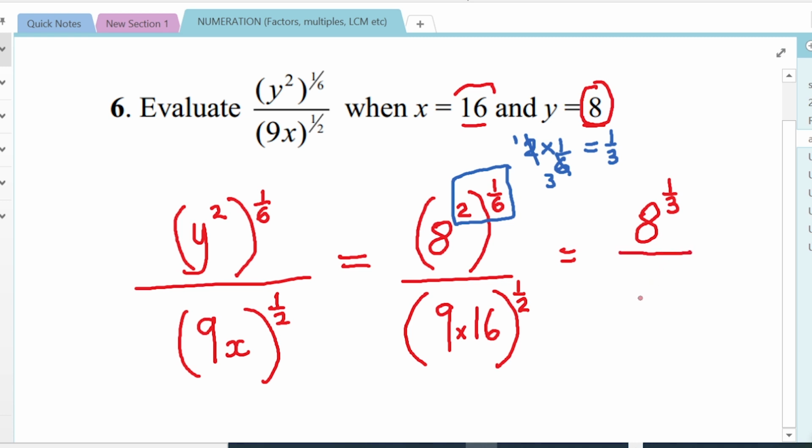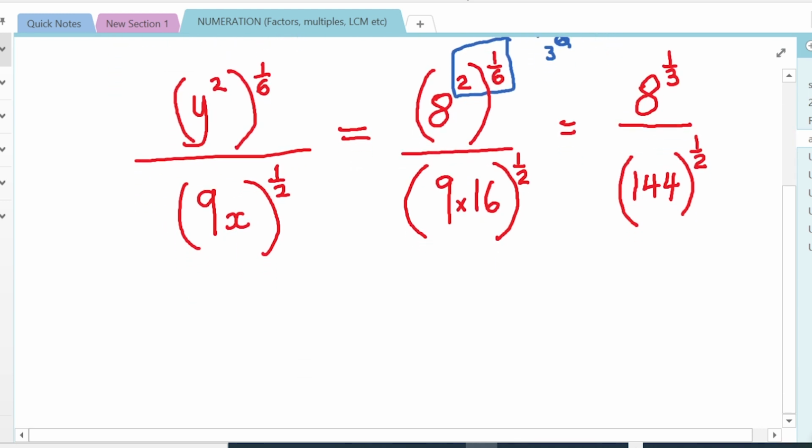Divide that by, of course here we have 9 times 16. Now what is 9 times 16? 9 times 16 is 144. 144 to the power a half, like that. So let's move down. So 144 to the power a half.